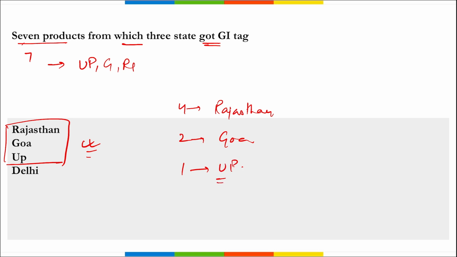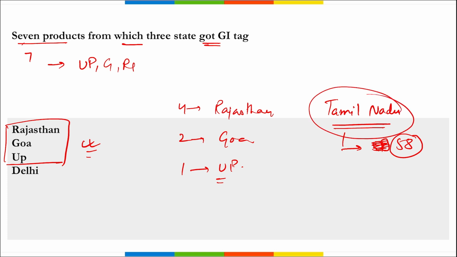Now if the question asked here is which state has the maximum number of GI tags, it is Tamil Nadu, right? Tamil Nadu state has the maximum GI tags, that is 58, correct? 58 GI tags, correct? Then apart from this, remember, if a question is asked to you which state has the highest GI tags, it is 58 with Tamil Nadu on the top, correct?